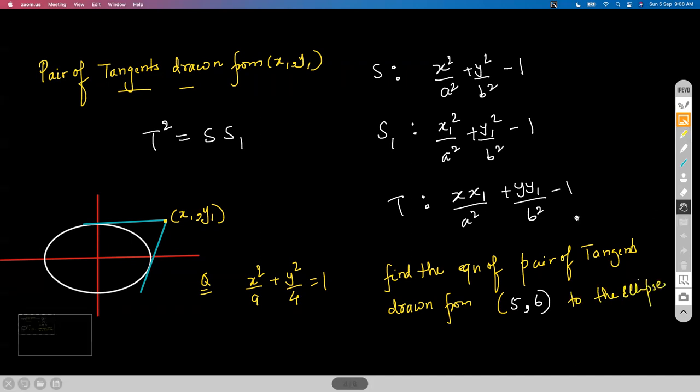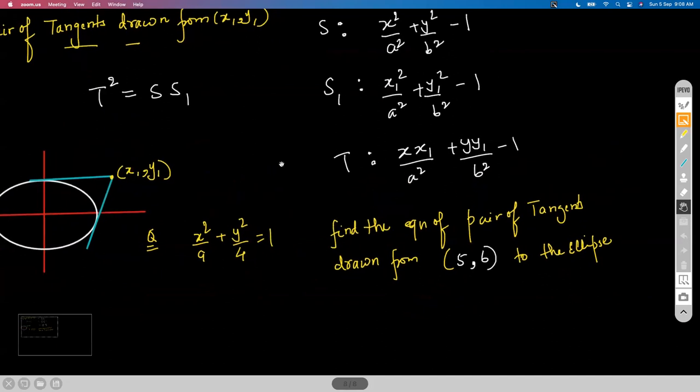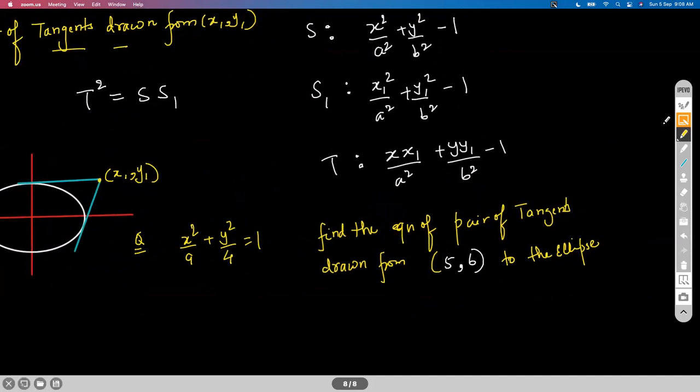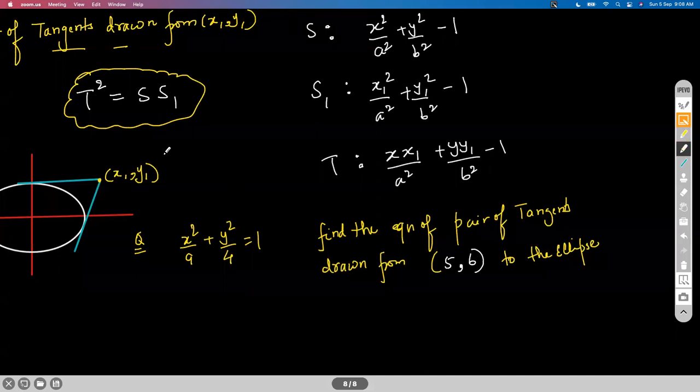Just to get hands-on with this formula, that's it. I don't have any other intention. Just to get hands-on with this formula, T square is equal to SS1. Let's take this problem. No need to simplify it. Just write down the expression and leave it. You can always simplify it if need be, but just write down the expression and let me know by saying done on the chat box.